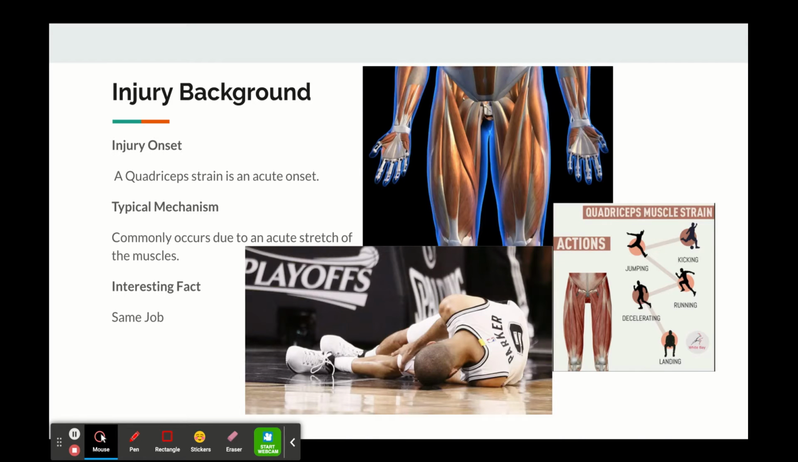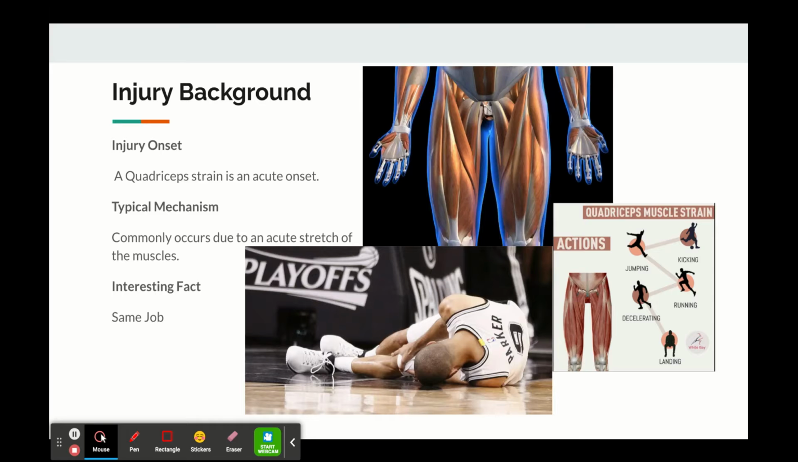Okay, so injury background. I have three things on here. The injury onset: it's an acute injury, which means it's a sharp pain that you feel. The next thing, typical mechanism. How does this injury occur? The most common way is an acute stretch of the muscle. This can often be a forceful mechanism, as you can see in the picture right here, like jumping, running, landing, all different common ways to injure it.